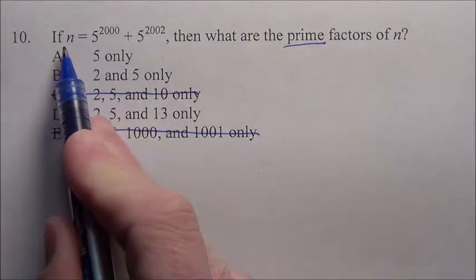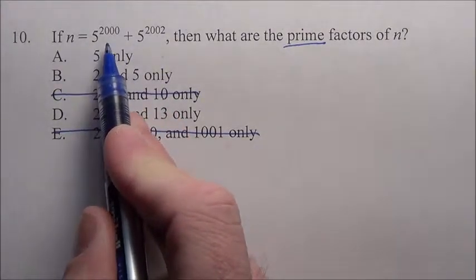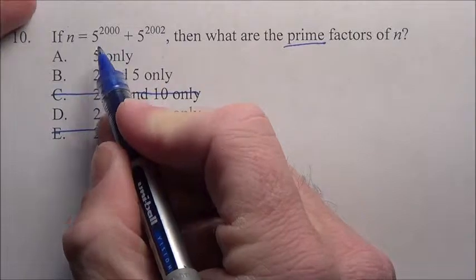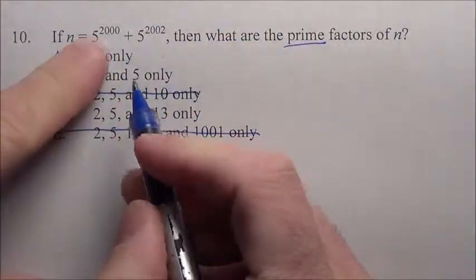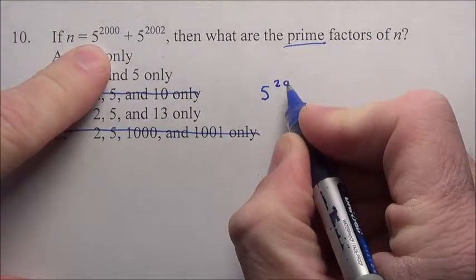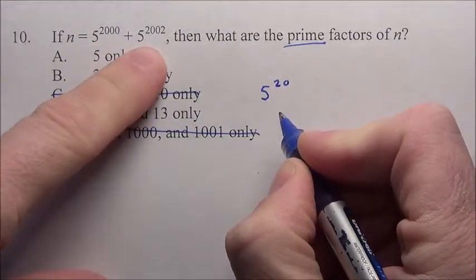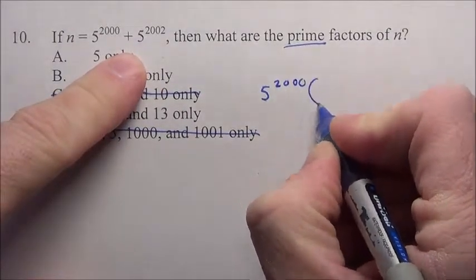The trick is this. If n equals, so the answer is equal to these two guys added, what am I supposed to do? Well, think of it this way. We're just trying to think of what numbers multiply together that could give us whatever that answer is. But notice this could be factored. Can you not factor out? Because there's 2,000 fives here, there's 2,002 fives here. So I could factor out.